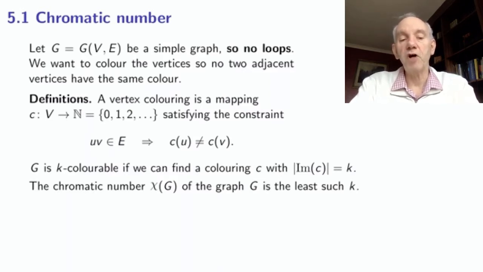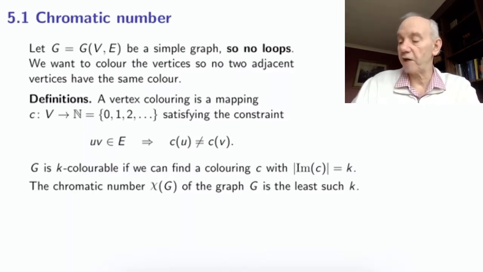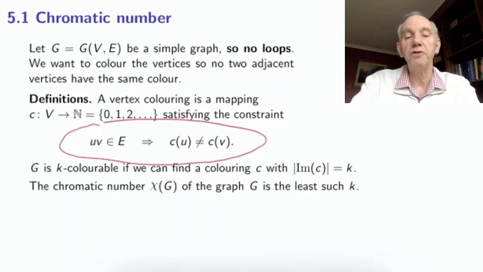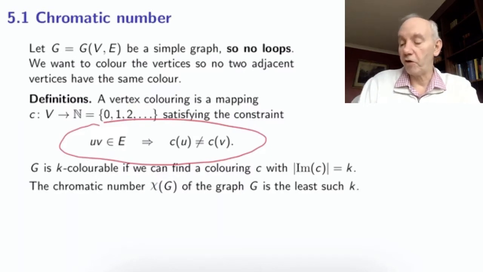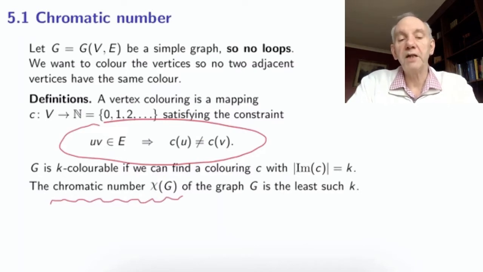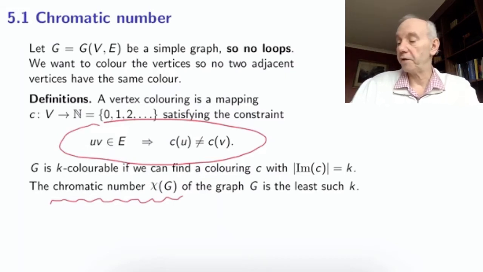If we can colour the graphs, always satisfying the constraint, that no two adjacent vertices have the same colour, and if we can do it in k colours, we can also do it in k plus 1 colours. So the question is, what is the least k for which G is k-colourable? And that least number is called the chromatic number of the graph. So that's the key definition in this lecture. The chromatic number is the least number of colours we need for the vertices so as to satisfy our constraint.